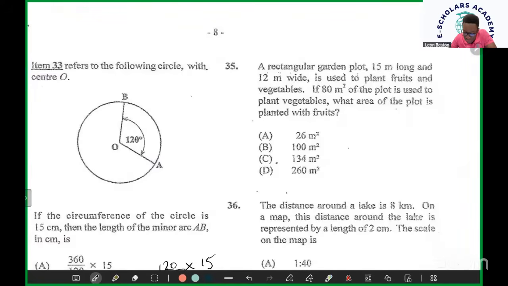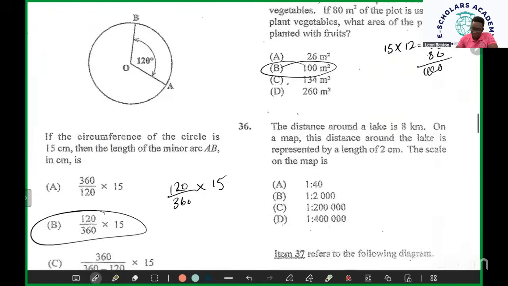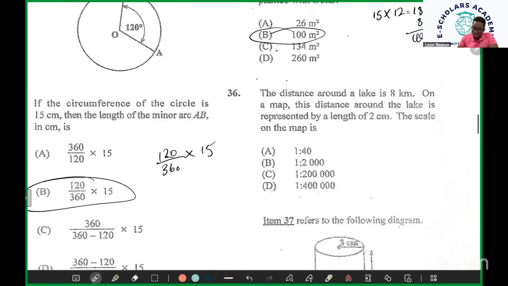Let me see. The same question, 15 meters, 15 times 12 will give me 180. If 80 is used to plant vegetables in the garden, minus 80 from here, end up with 100. So B. Distance around the lake, we know this is D. All right. We end up with 2,800,000. We just break this down. End up with 2,400,000.